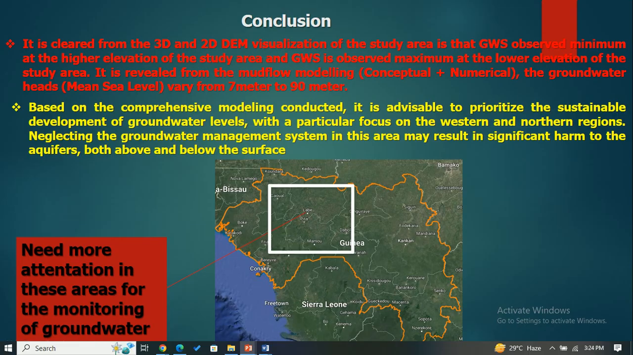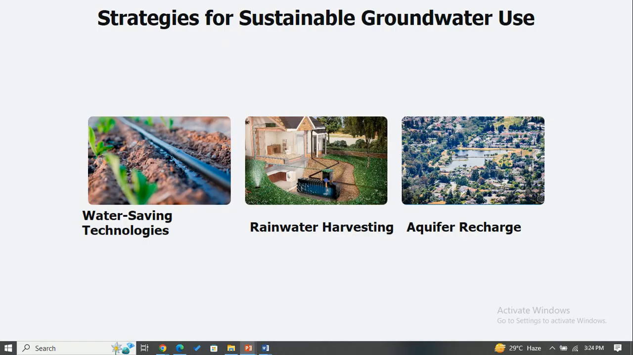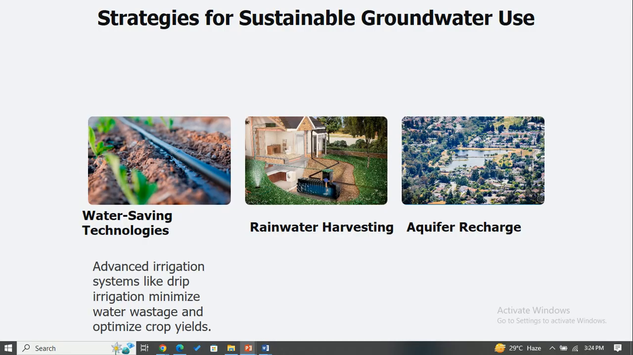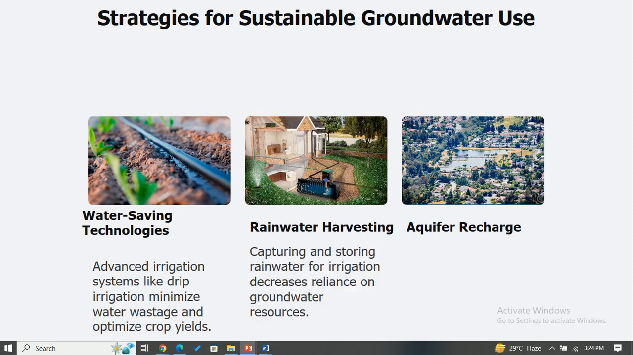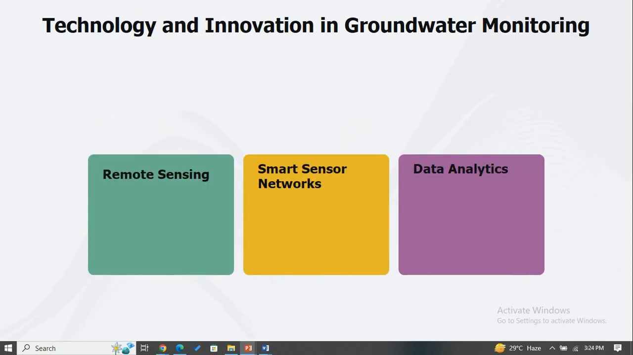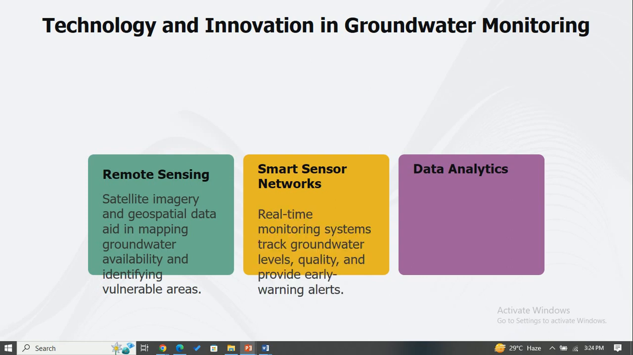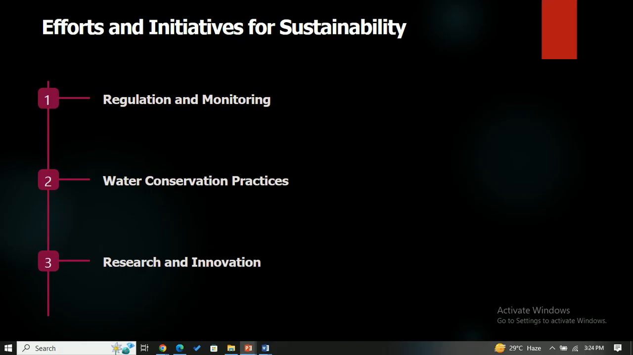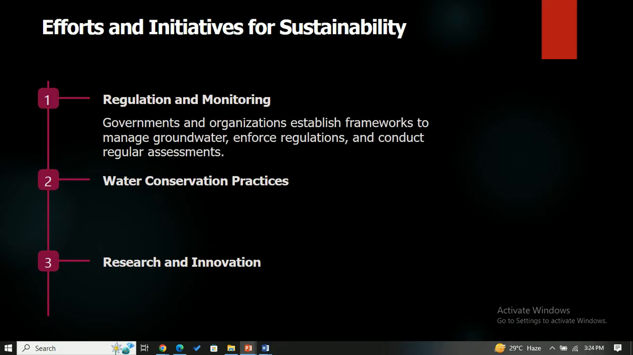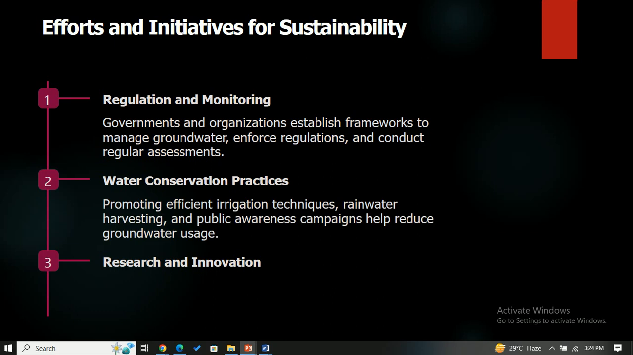which need more attention for the monitoring of the groundwater, because in this area the groundwater is in a depletion condition. Now studies for the sustainable groundwater use, water saving technology, rainwater harvesting technology, aquifer recharge technology, and the technology and innovation of the groundwater monitoring, remote sensing, smart sensor network. We are working on these data analytics methods. We have to say, efforts and regulation and monitoring. Yes. Okay. Research and innovation.